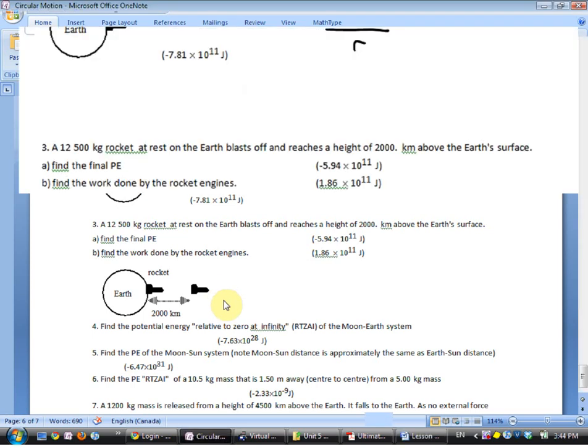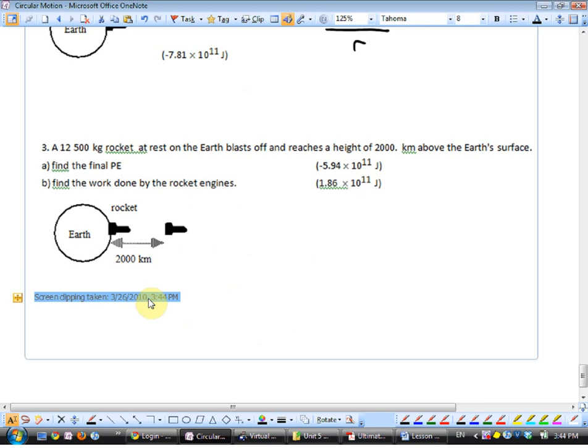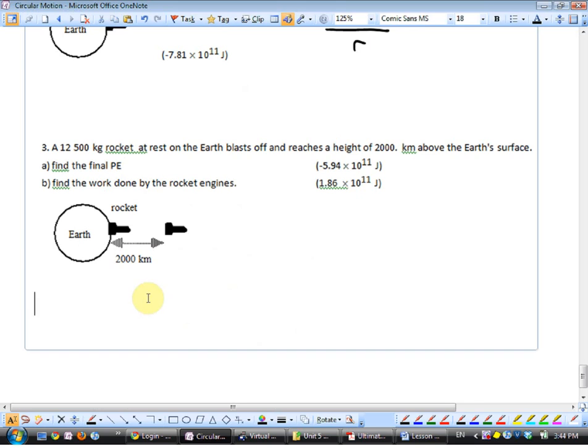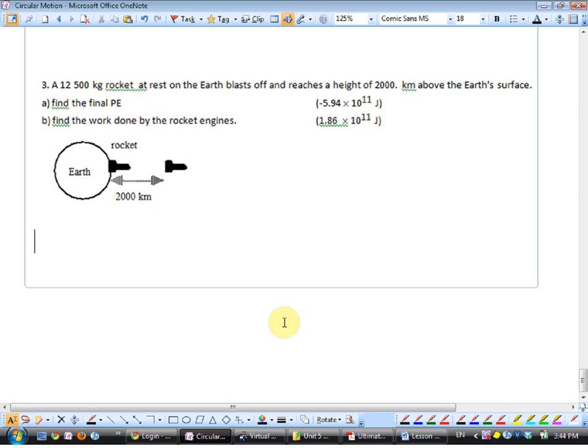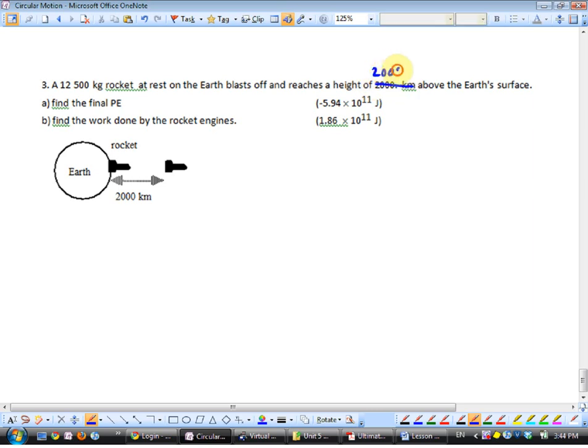A 12,500 kilogram rocket ship on Earth at rest blasts off and reaches a height of 2,000 kilometers above the Earth. Now, I got a problem because it's kilometers. I would right away say, oh, for Pete's sakes, two times 10 to the sixth meters above the Earth's surface. So when I want to find the radius, I'll have to add the radius of the Earth as well. A says find the final potential energy. Oh, it just wants final? It didn't say change in?